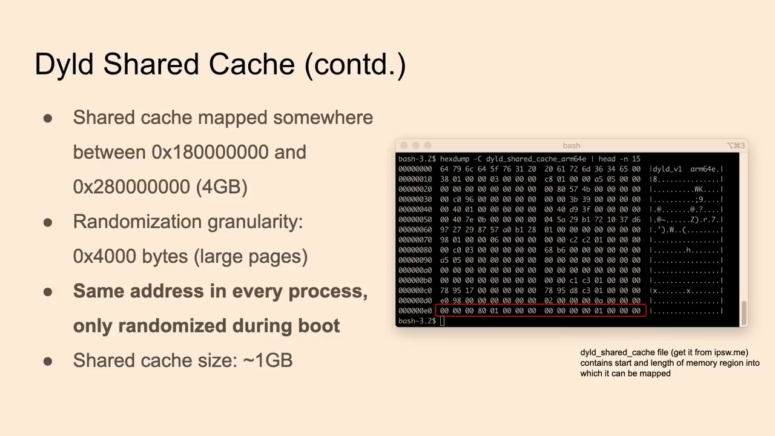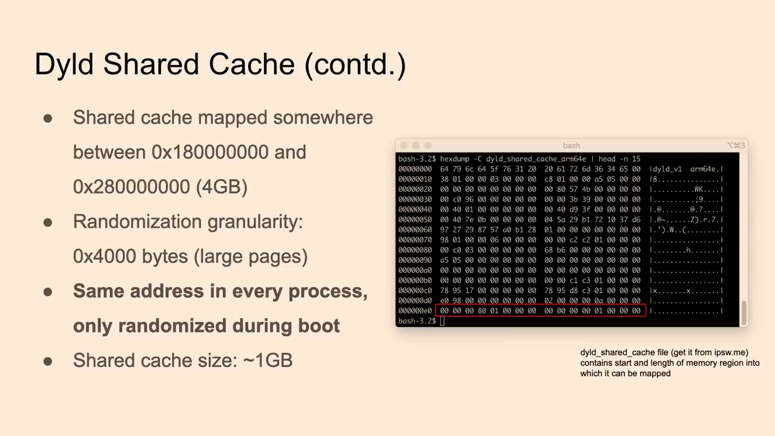If you dig into that a bit, or if you look at the documentation or the binaries, you can find out that it is going to be mapped always between these two addresses, so between hex 1870 and hex 2870, which leaves only a 4 gigabyte region. So it's only being mapped in these 4 gigabytes. And then the randomization granularity is also hex 4000, because iOS uses large pages. So it can only randomize with page granularity, and that page granularity is hex 4000.